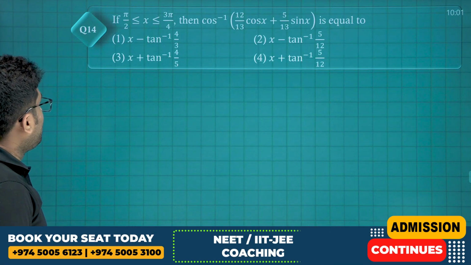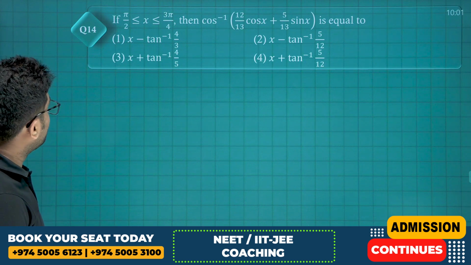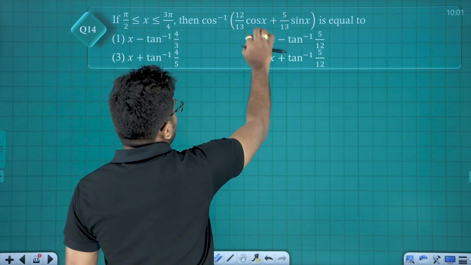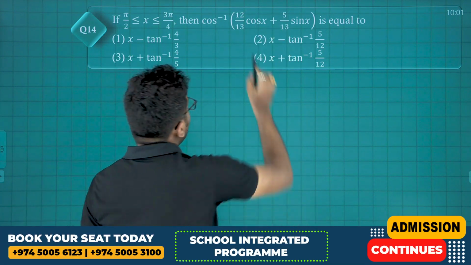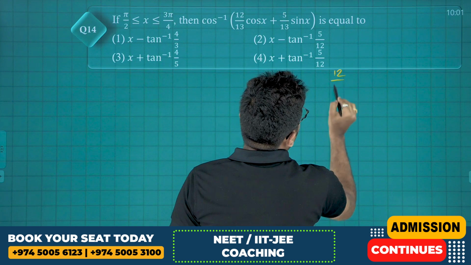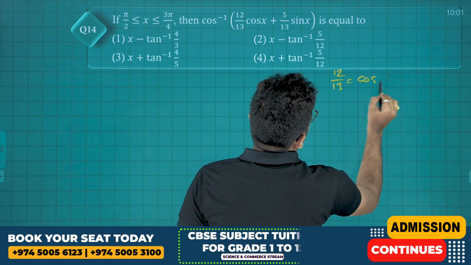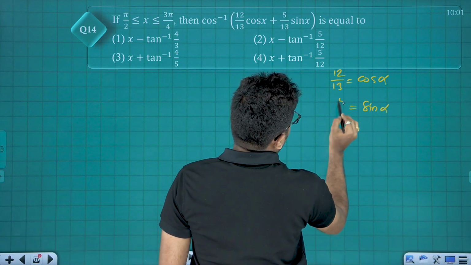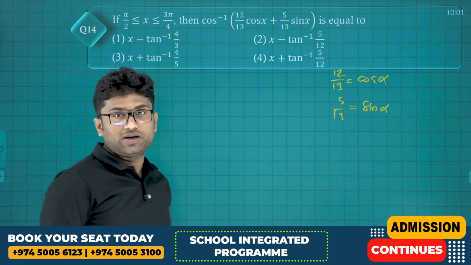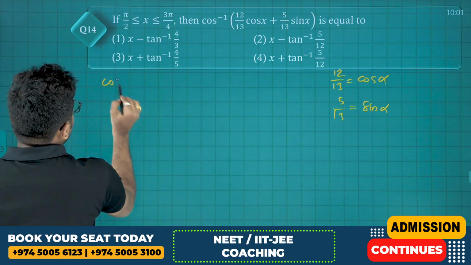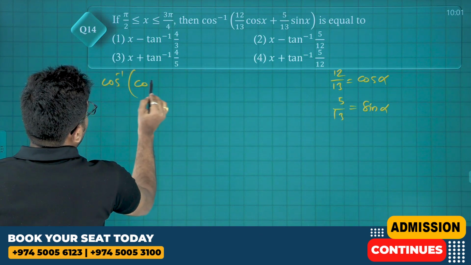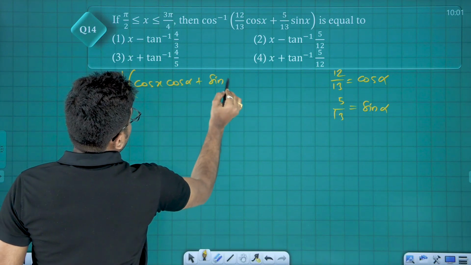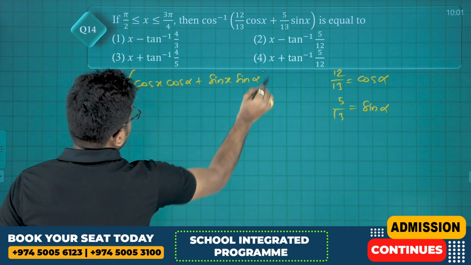X belongs to pi by 2 to 3 pi by 4. Yes. Then cos inverse of this. So we'll do one thing, like this is of the form cos A cos B plus sin A sin B. We'll take 12 by 13 equals some cos alpha. Then immediately sin alpha will be 5 by 13 because it is a Pythagorean triplet. Okay, so now this becomes cos inverse of cos x into cos alpha plus sin x into sin alpha.